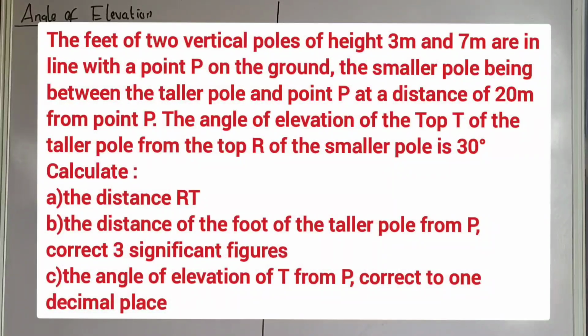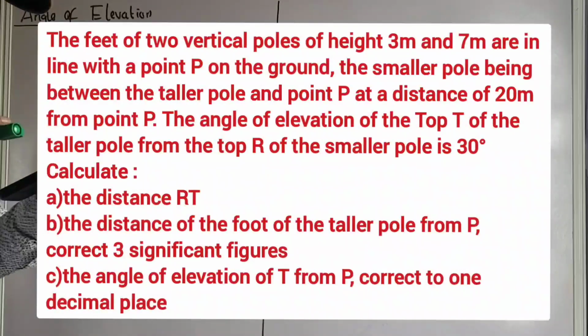The feet of two vertical poles of height 3 meters and 7 meters are in line with a point P on the ground. The smaller pole, being between the taller pole and point P, is at a distance of 20 meters from point P. The angle of elevation of the top T of the taller pole from the top R of the smaller pole is 30 degrees.